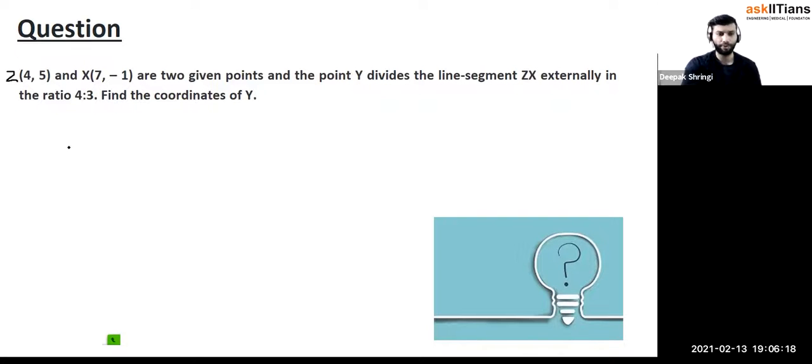So m is 4, sorry, m is 4, n is 3. And in the formula, you have to use m minus n, right? So m is 4, n is 3, x1, y1 is 4, 5, and x2, y2 is 7, minus 1. Okay, got it? So the formula is there, you put the values, you get the answer. Fine, so I'll just quickly show it to you.